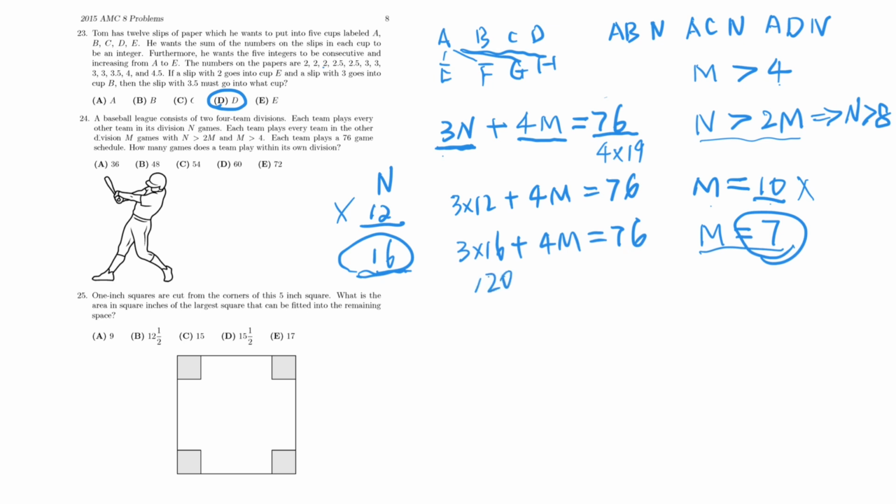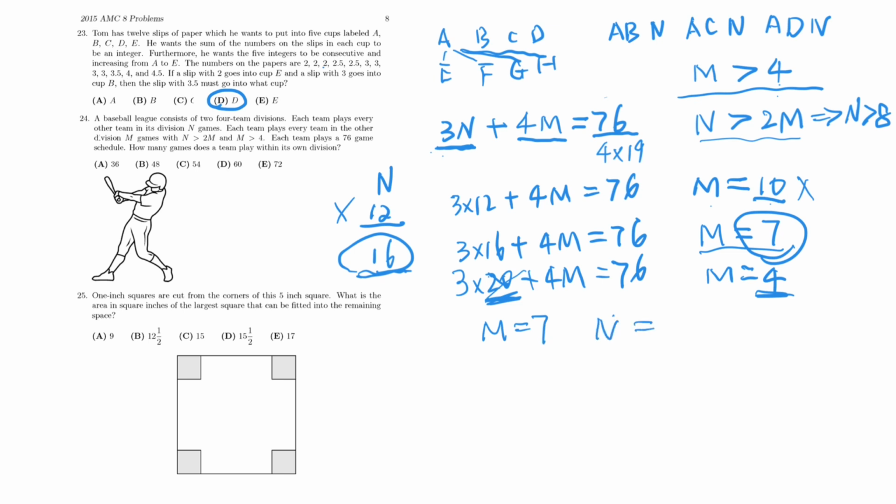Another is N equal to 20, times 3. 20 is a multiple of 4, plus 4M equals 76. And then M equal to 4. That doesn't satisfy the restriction. M must be greater than 4. So this is not working. 20 and 4 are integers but not working. M equals 7 and N equals 16 is our answer.